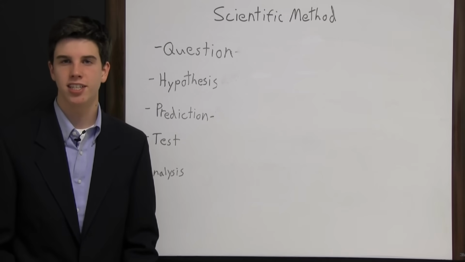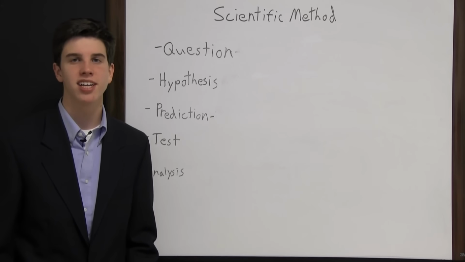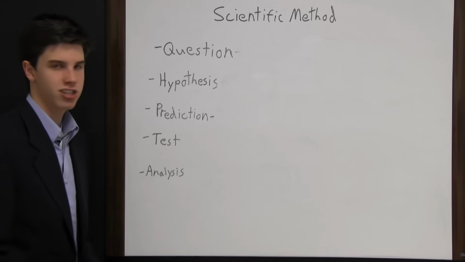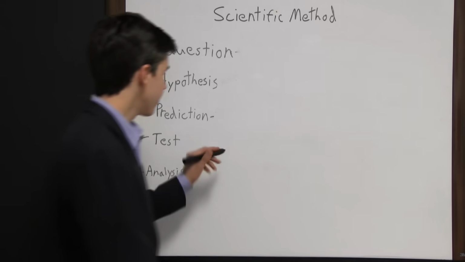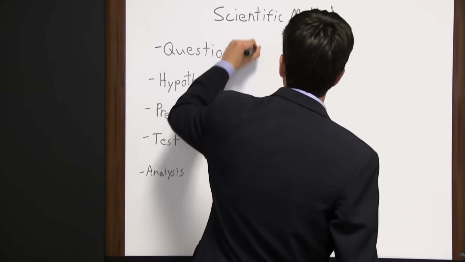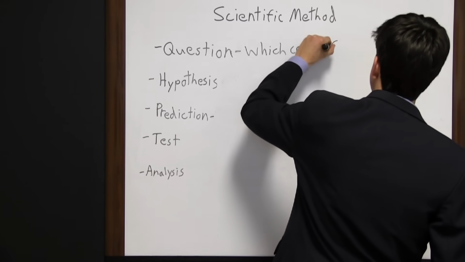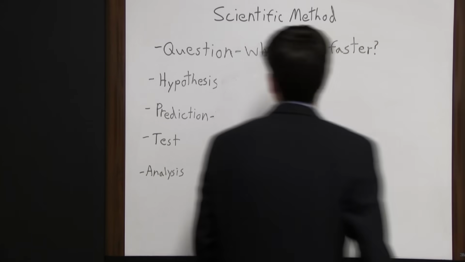The scientific method is a process that has been around for over 1,000 years that is used by scientists to make scientific discoveries. There's a progression in the scientific method. The scientist starts by asking a question that the scientist wants to have answered. In this case, the question is going to be, which cat is faster? The scientist is interested in knowing if the lion or the cheetah is faster.